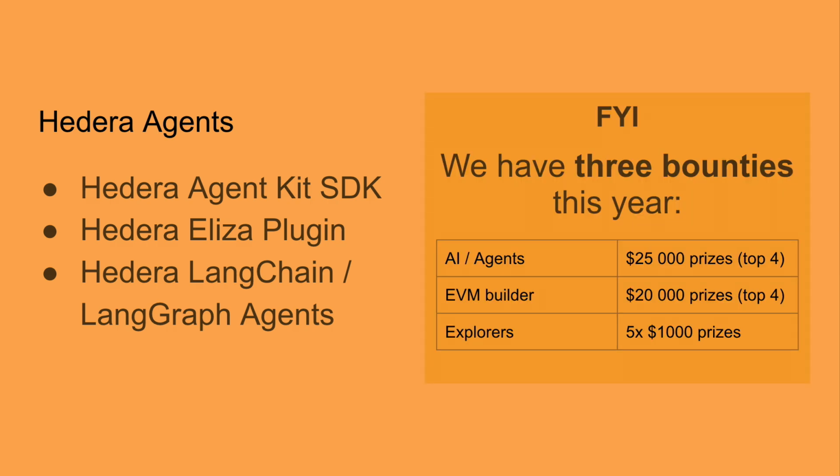Also, before I quickly go to an actual live coding demo where we can see these agents in action, we do have 3 bounties this year. Top one, AI agents, $25,000. That's split over the top 4, so the winner gets $15,000. And we've got EVM stuff as well, and Explorers for those of you who are sort of getting into Hedera. But that's a perfect time to leverage some of these tools. You can maybe build a dApp which integrates them. But also it doesn't need to be with agents, or you can actually contribute to our open source SDKs. All of that information is on this Google Doc.